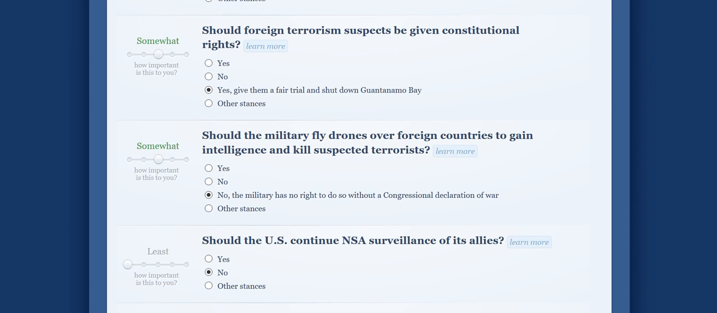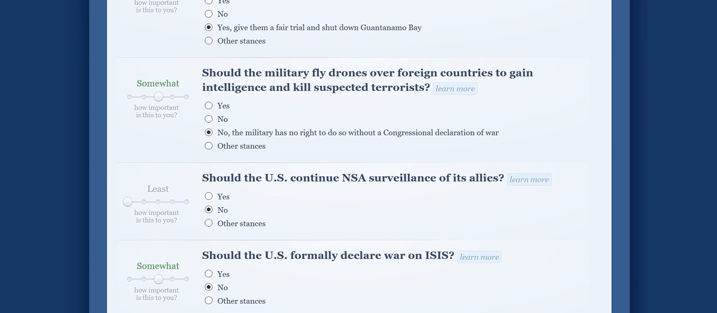Should the military fly drones over foreign countries to gain intelligence and kill suspected terrorists? I said no, the military has no right to do so without a congressional declaration of war. Obama's bombed 7 countries. Okay, and all he's doing is tacking on all the new countries to the old declaration of war, which was used during the Bush era. So that's not okay. You need a separate declaration of war.